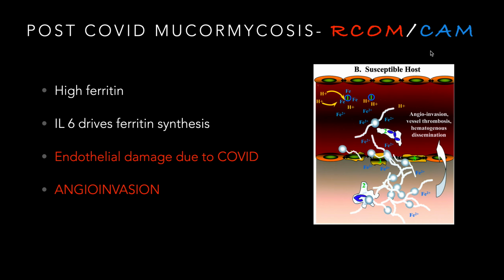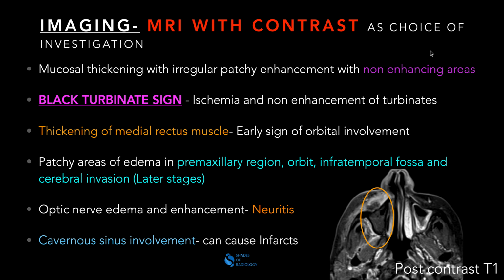And endothelial damage due to COVID. Already due to COVID, there is a significant amount of endothelial damage that is leading to the pathophysiology of the COVID. And this leads to increased susceptibility of the host again to mucormycosis, and it increases angio invasion. So the final result is angio invasion by mucormycosis.